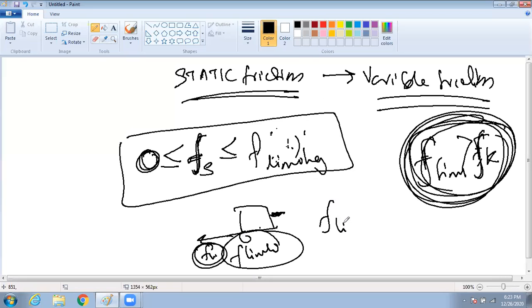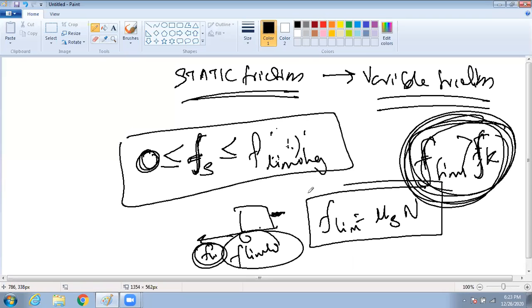So sir, what is this F limiting formula? Coefficient of static friction into N. This is the formula, like Fk is equal to mu k into N. Similarly, limiting static friction is mu s into N. Clear?